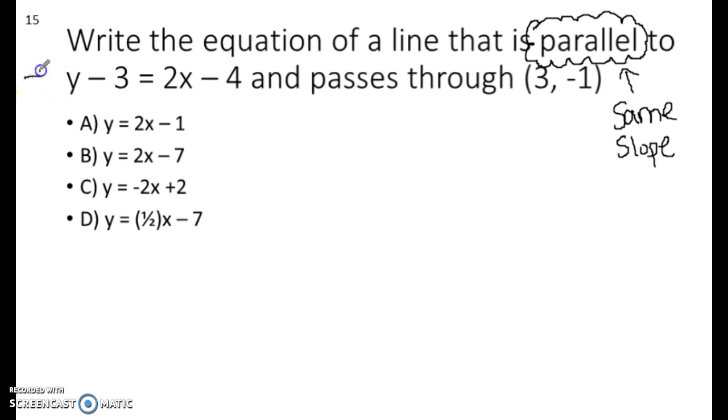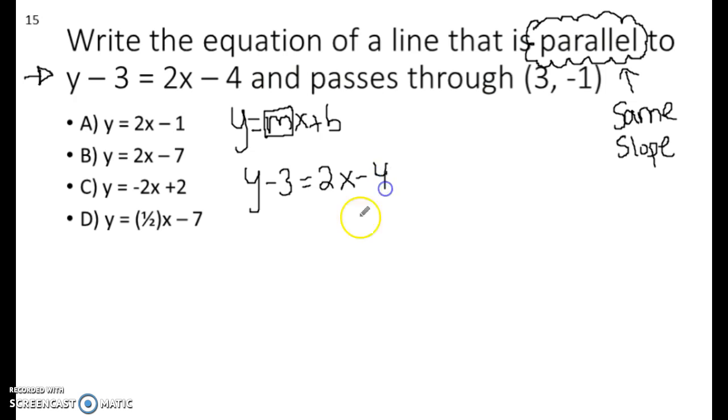I'm going to take my original equation and I'm going to find the slope. Now remember, we typically find the slope when it's in slope-intercept form. The slope is the number attached to x. The slope is the m. So we got to take this equation and we got to solve it for y in order to find the slope. So I'm going to try to isolate y, which means I need to get rid of negative 3. So I'm going to add 3 to both sides.